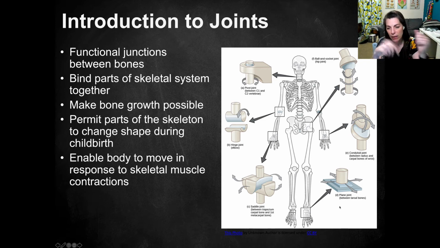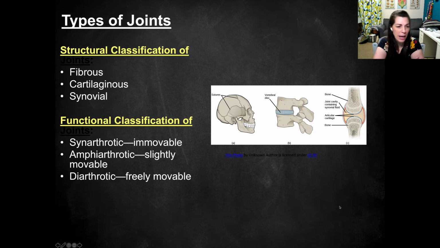They move when the muscle pulls on them. So there are six types of joints that you need to know, six specific types of joints. But before we do that, we have to talk about the structural classification of joints and the functional classification of joints. So first, there are three types of joints from a structural standpoint, basically what are they made of?